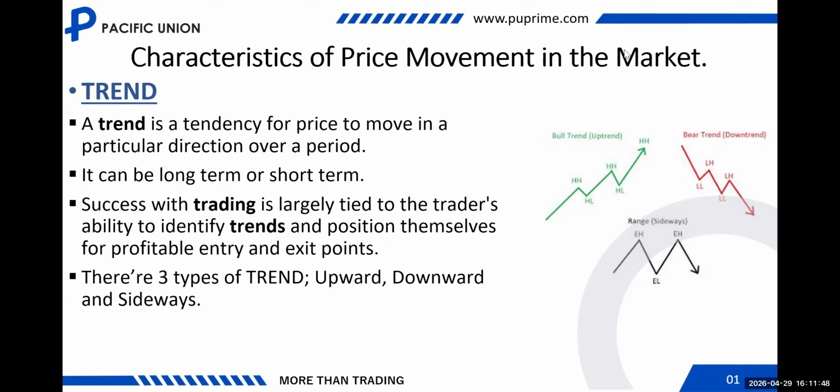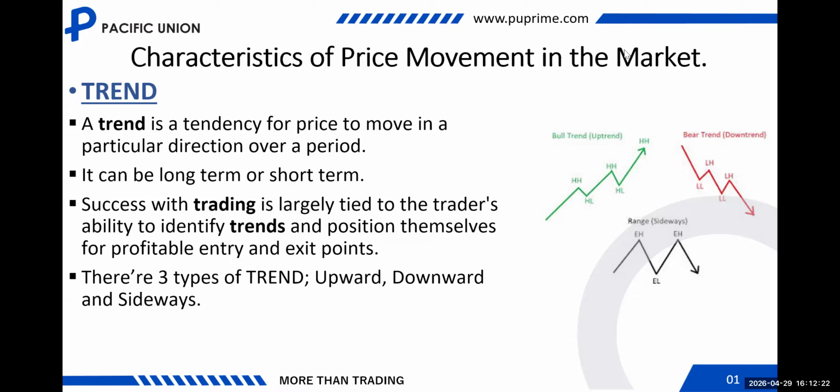That means that price can go in a particular direction for a whole day. And because it's going that way the whole day, you can either buy or sell based on that direction. And price can be going in one single direction for the next 5 days, 1 week, 1 month. And you are expected to trade in the direction of that overall movement of price. So we say that trend can be long term or short term. And success with trading is largely tied to the trader's ability to identify trends and be able to position yourself for profitable entry and exit points.